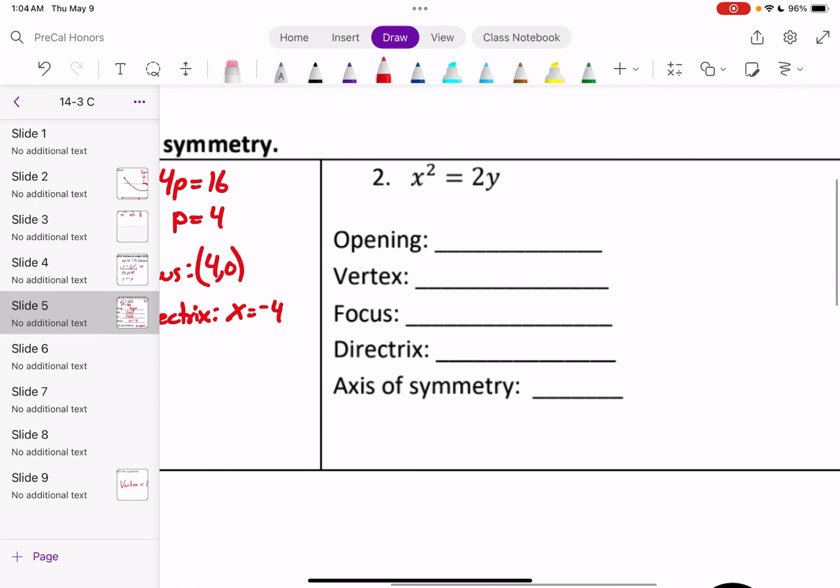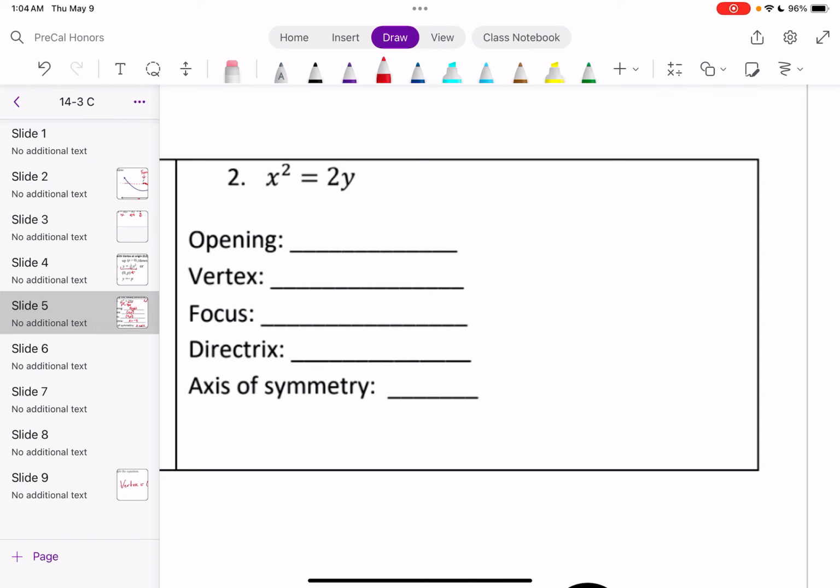Let's go ahead and take a look at problem number 2. Here we have x squared is equal to 2y. Now in this case, this compares to our equation of x squared is equal to 4py. Now, keeping this in mind, this is going to tell us whether we are going to be looking at up or down. Now, in this case, because we are looking at a positive 2, we know that this will open upwards. Our vertex, once again, would be 0, 0.